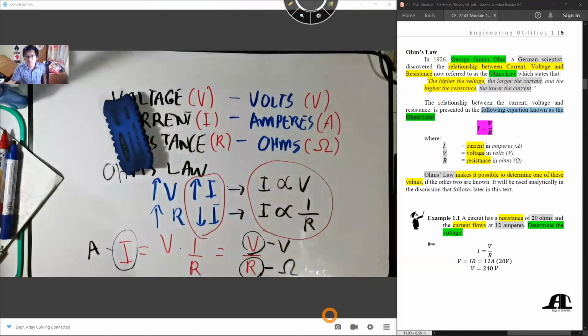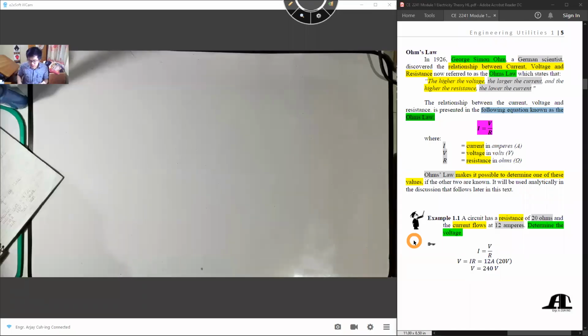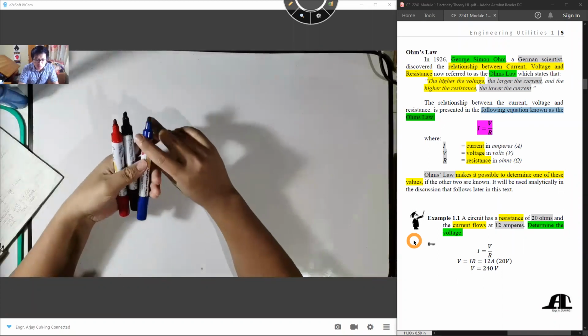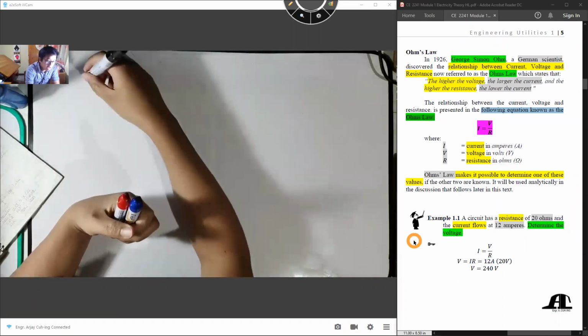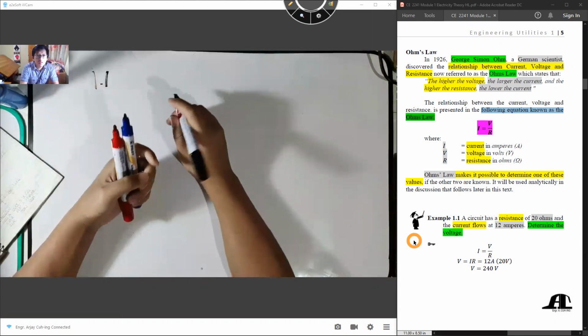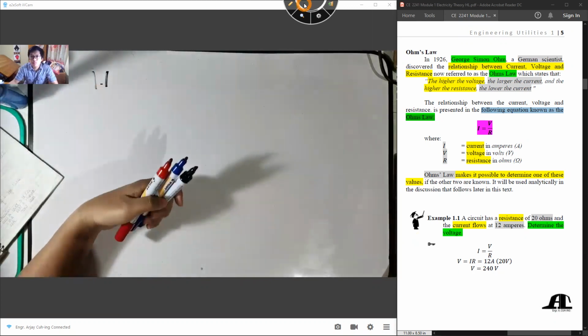So i-erase ko lang to para matapos tayo. So again class, para mas mag-gets natin yung concept na diniscuss natin kanina class, mag-problem solving tayo. So unahin natin class yung problem 1.1. Okay? So titingnan nyo class yung problem natin.